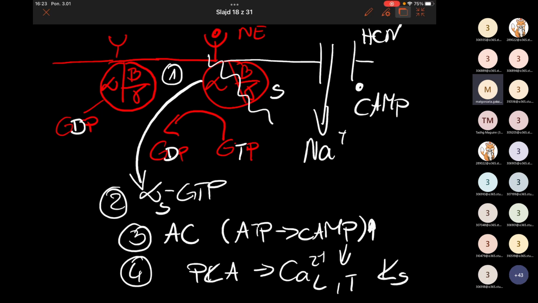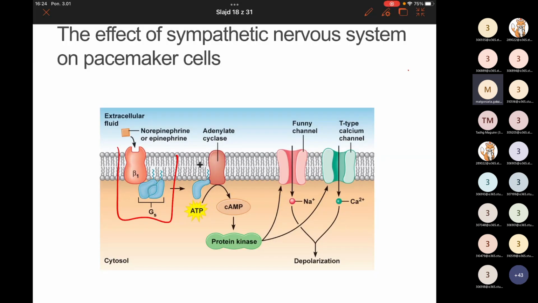beta-1 receptor within the cell membrane of cardiomyocytes increases the influx of sodium and calcium ions into the cell, mainly sodium and calcium through the T-type calcium channels, and increases the outflux of potassium ions from the cell. That's why the duration of action potential of the pacemaker cells is reduced. More action potentials can be generated per minute, and that's why the heart rate increases after increased activation of sympathetic nervous system. Is that clear?